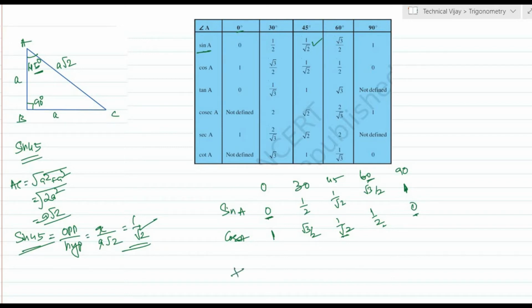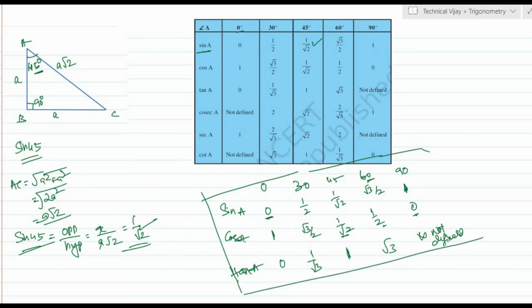For tan A, which is sine divided by cos: 0 by 1 is 0. 1 by 2 divided by root 3 by 2 is 1 by root 3. 1 by root 2 divided by 1 by root 2 will be 1. Root 3 by 2 divided by 1 by 2 will be equal to root 3. Here 1 divided by 0 will be infinity, that is, it is not defined. At least this has to be remembered.